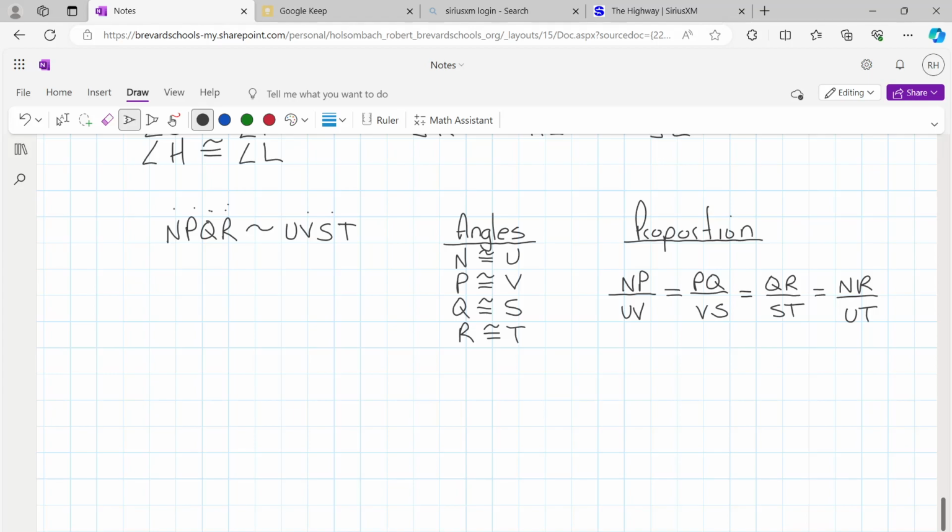And that is what makes these two shapes similar. Corresponding angles are congruent. Corresponding sides are proportional. So if we had values for all these sides, if we divided NP by UV, that quotient would be equal to PQ divided by VS and QR divided by ST and NR divided by UT. All of these fractions will be equal to each other. And when that holds true, the shapes are similar. All right. Any questions on any of that?